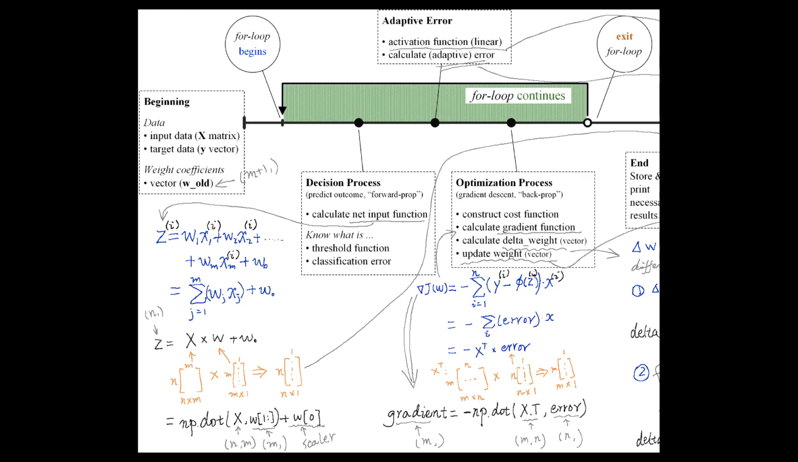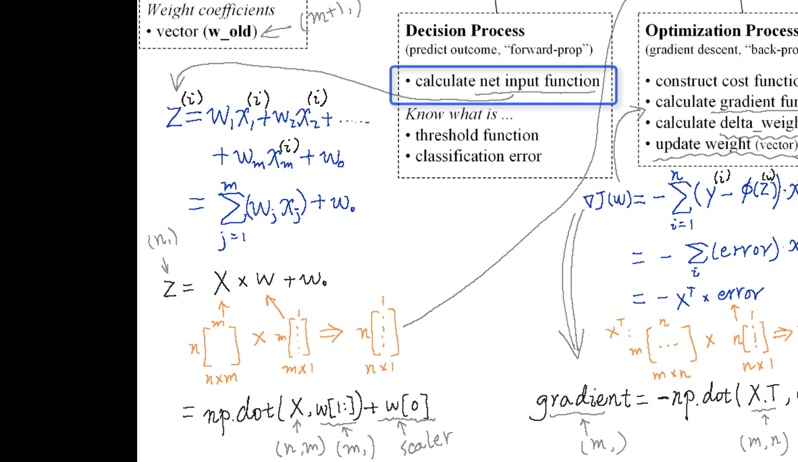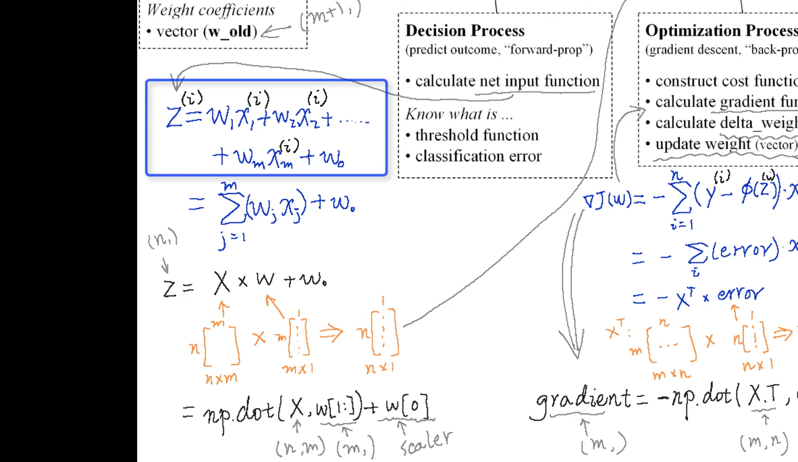Now we can start to implement those processes inside the loop, as you can see from the timeline. The first process in the loop is the decision process. Essentially, it is to calculate the net input function, which I use z as a variable name. We will implement the net input function. As you can see here, the net input function z is a linear combination of the w and x, including all the relevant input variables beginning from 1 to m, plus the bias term.